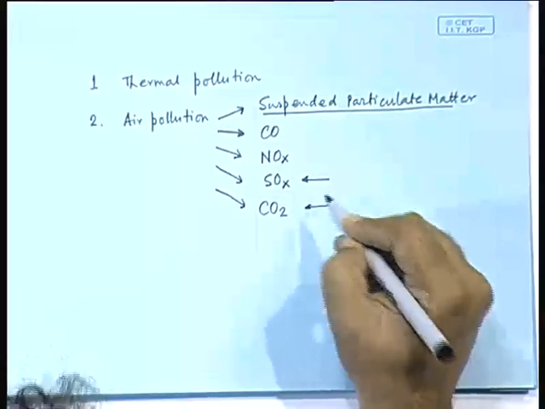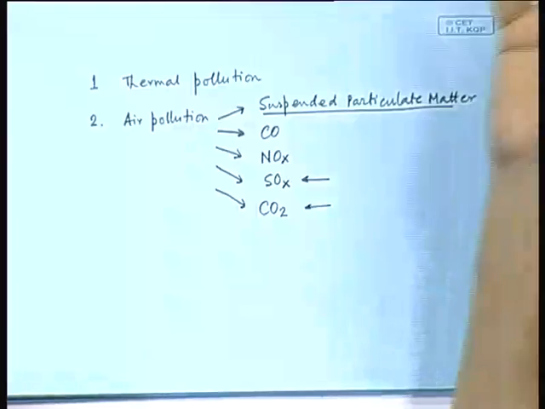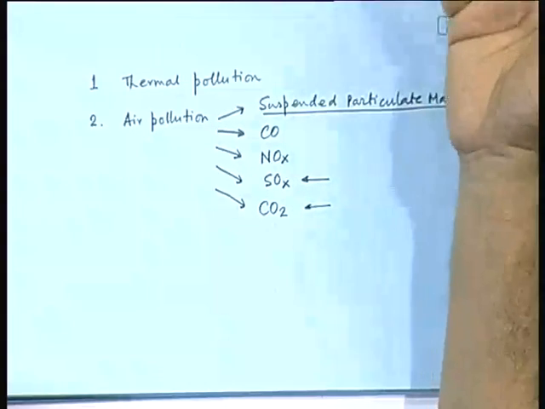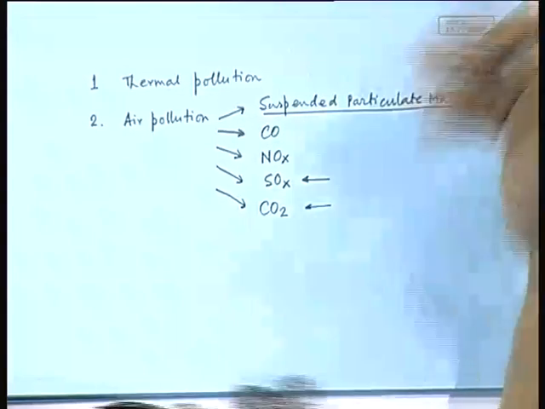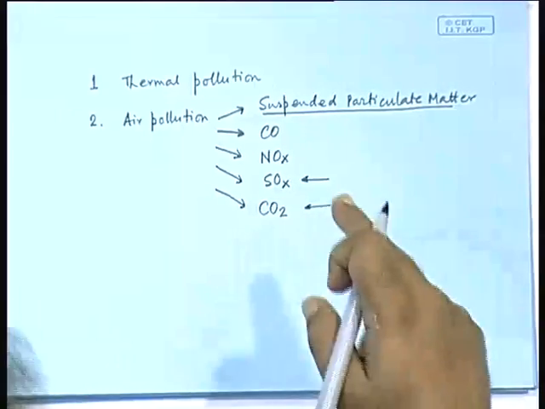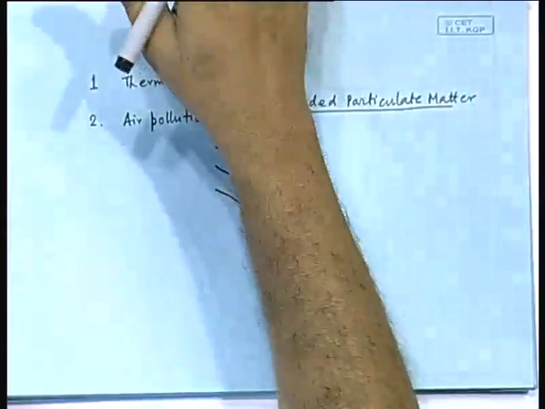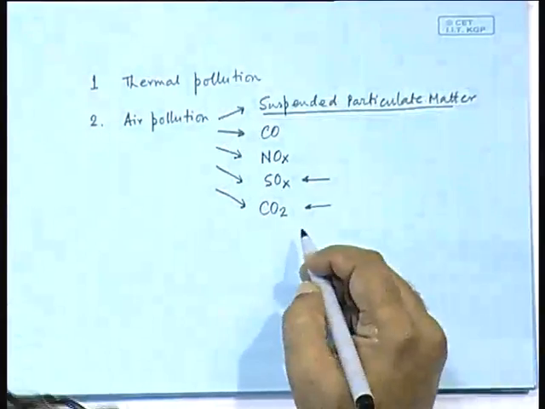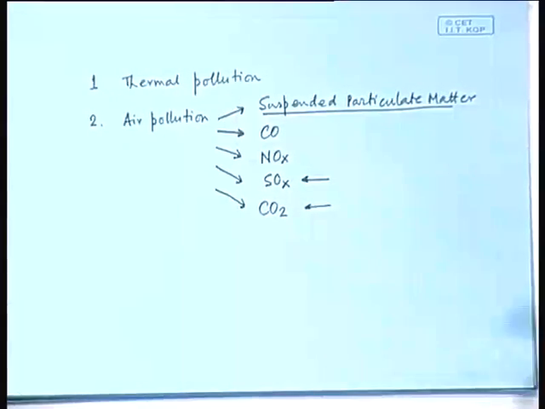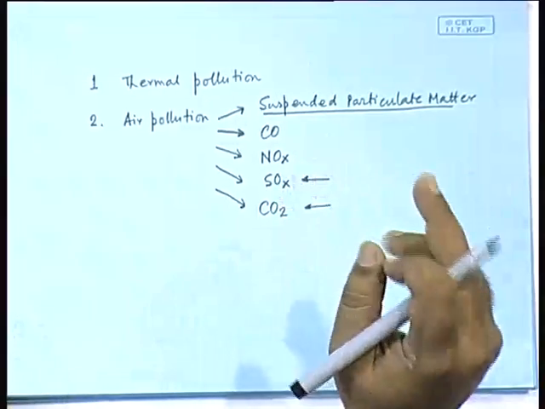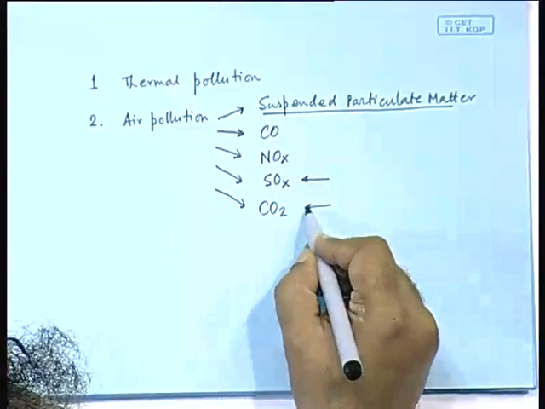CO2, as I told you, nothing can be done about it. That is what you are doing anyway. You are burning coal to make CO2. So, you cannot really look at CO2 as a problem. The only way you can look at it is to reduce the dependence on coal as a source. And so, since we are discussing coal based power plants, we cannot really treat it as a pollutant at this stage.